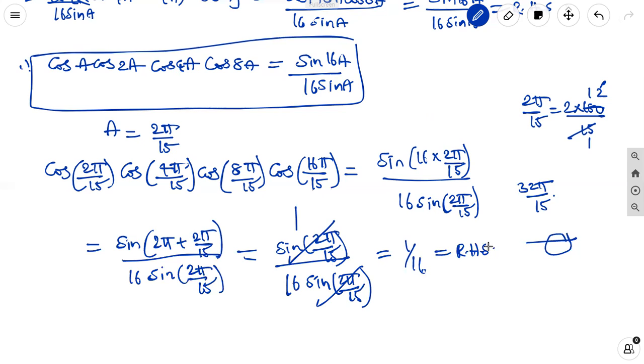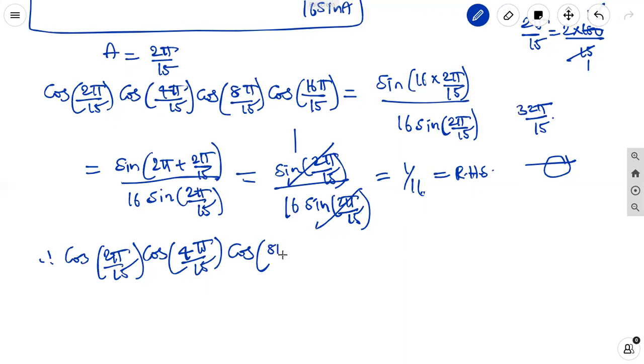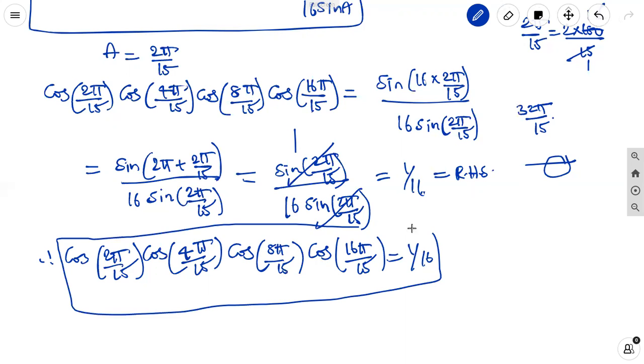It is the RHS. Therefore, cos of 2 pi by 15 into cos of 4 pi by 15 into cos of 8 pi by 15 into cos of 16 pi by 15 is equal to 1 by 16. It is the solution. It's important for 4 marks.